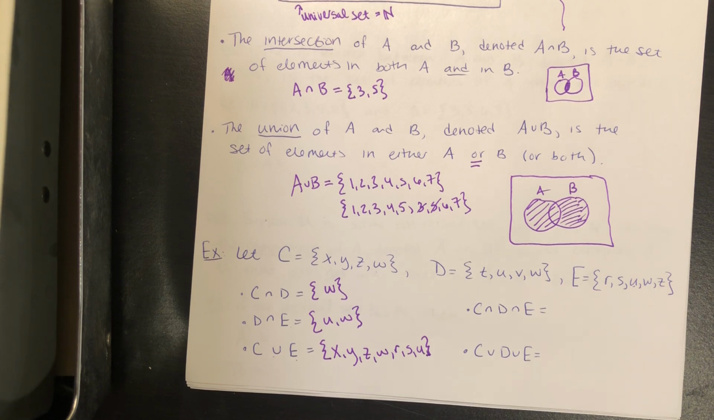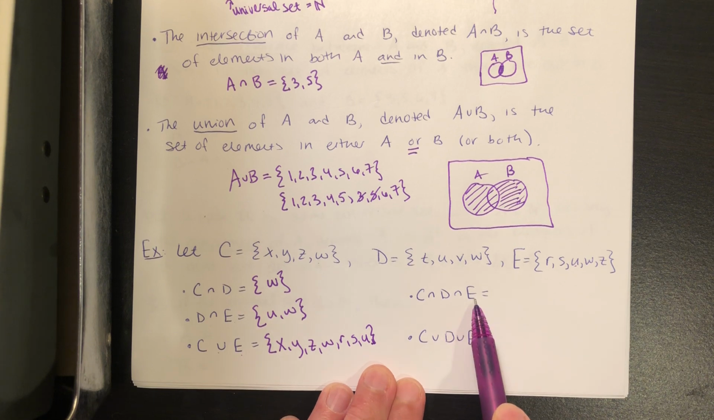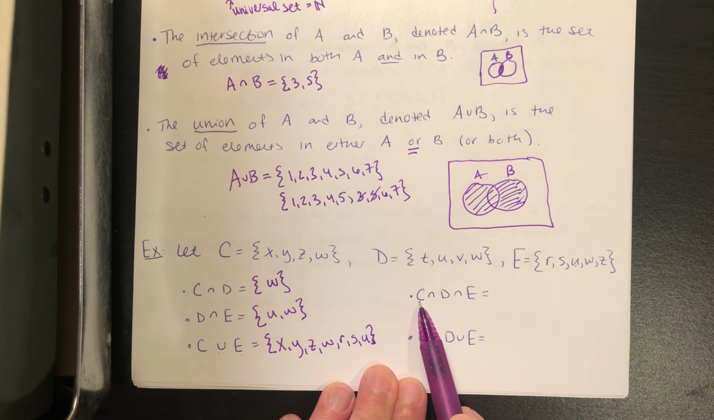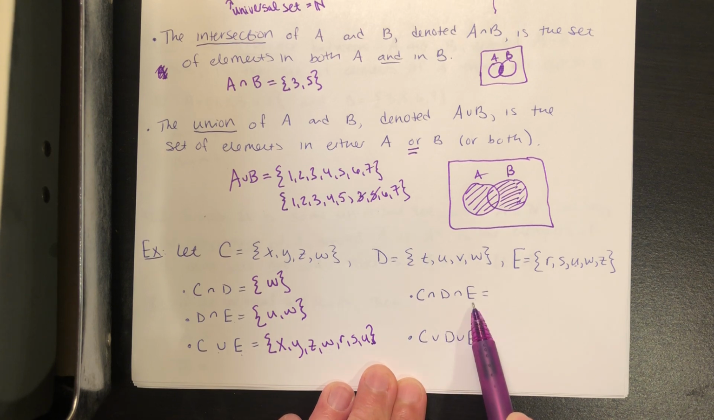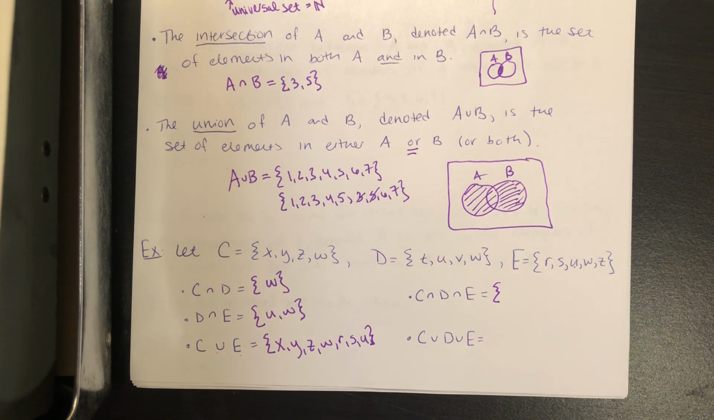But we can extend this idea of intersections and unions to more than two sets. So when you see something like this, C intersect D intersect E, it just means we want the set of all elements that are in the set C and in the set D and in the set E. We want the elements that are in all three sets. So what elements occur in all three of these sets?